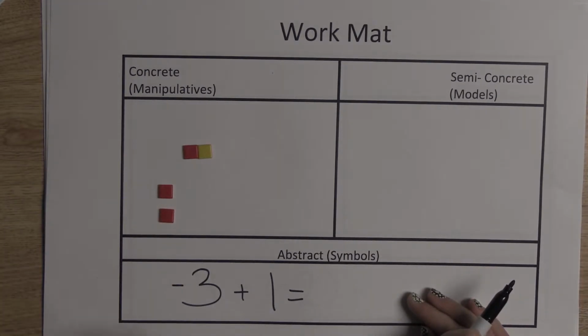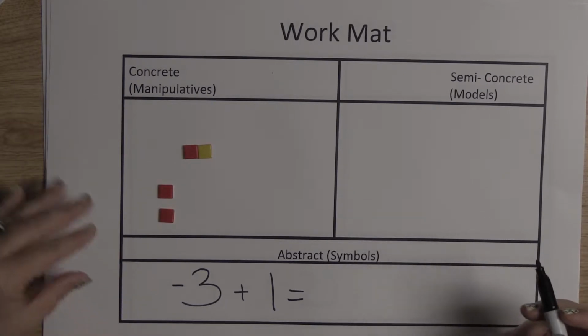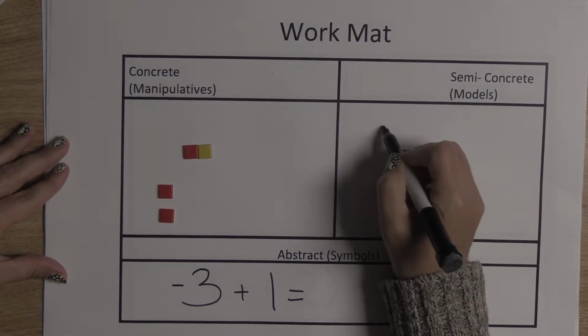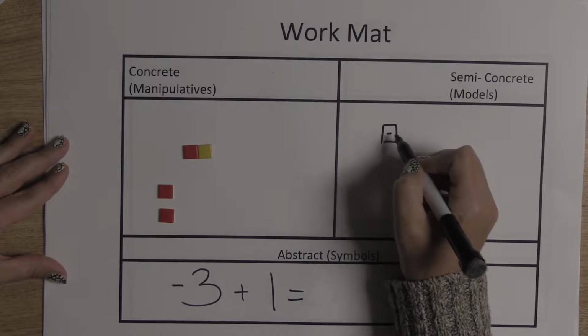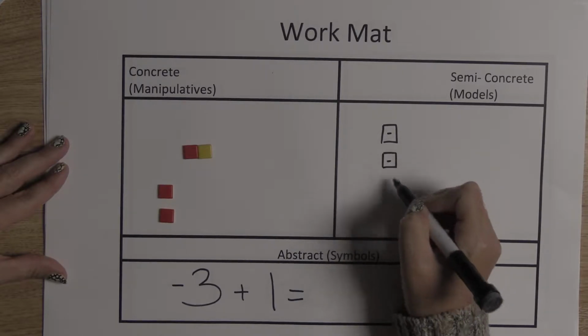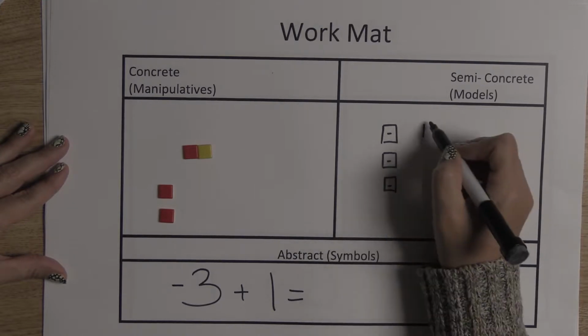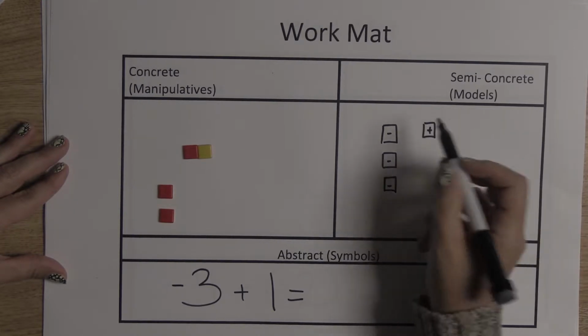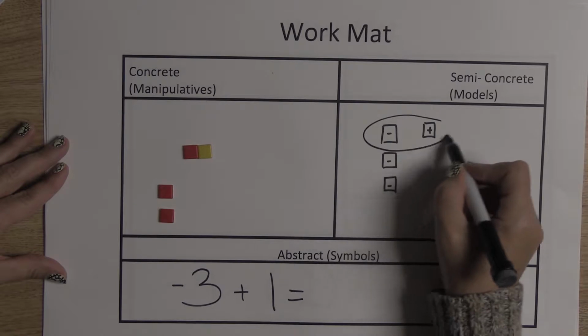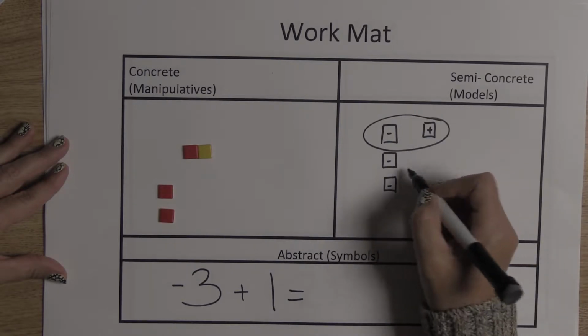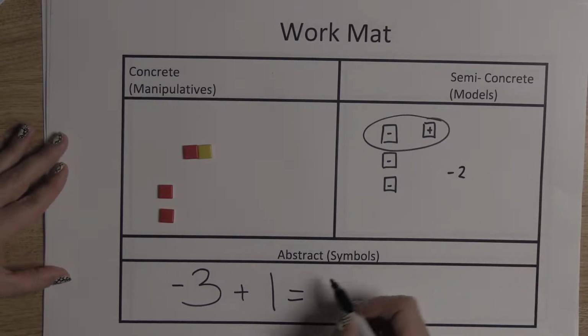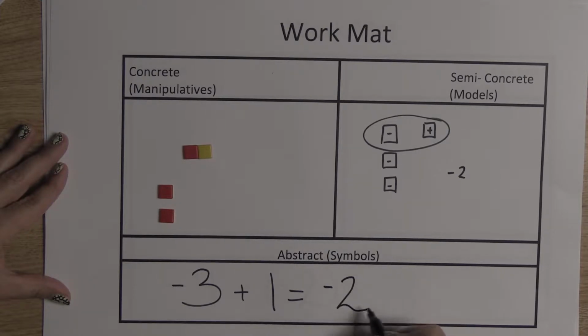Now, at this point, I'm going to discuss with my students about drawing this out. So they're going to draw -3, positive 1. They're going to zero pair these two away, and their answer is going to be -2. So my answer here is -2.